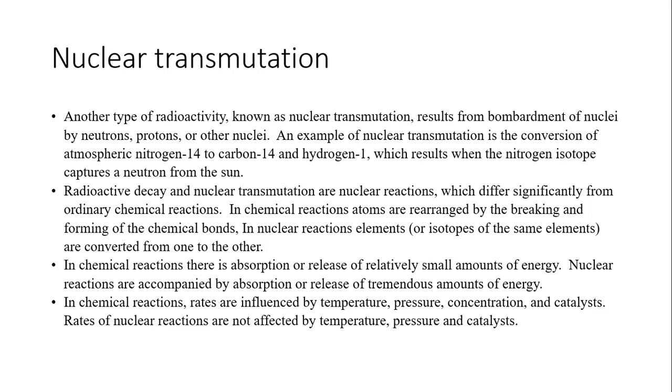Radioactive decay and nuclear transmutation are nuclear reactions which differ significantly from ordinary chemical reactions. In chemical reactions, atoms are rearranged by the breaking and forming of chemical bonds. In nuclear reaction, on the other hand, elements or isotopes of same elements are converted from one to the other. In chemical reaction, there is absorption or release of relatively small amounts of energy.